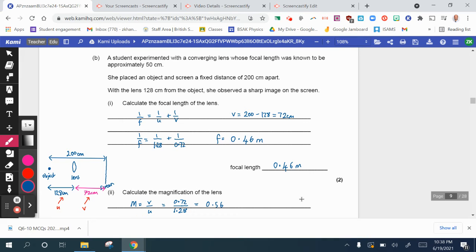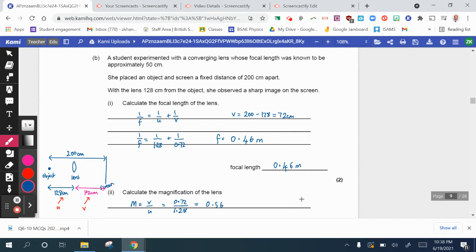So there's your object and there's your screen. We know that's 200 centimeters away. We know the lens is 128 centimeters from the object. So there's the object, there's the lens, there's the screen. That's 128 centimeters from the object, that's where the lens is. If this is 200 centimeters and that's 128, then the distance from the lens to the screen is 72 centimeters. Now look how much that picture can help. Let's have a look at the answer.